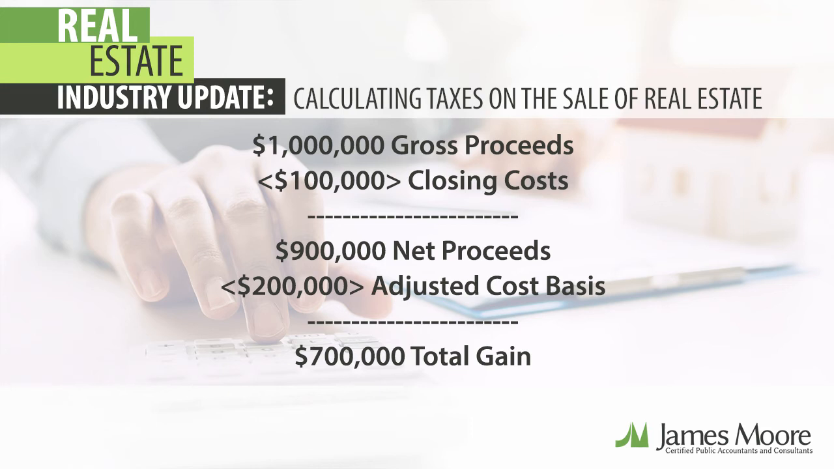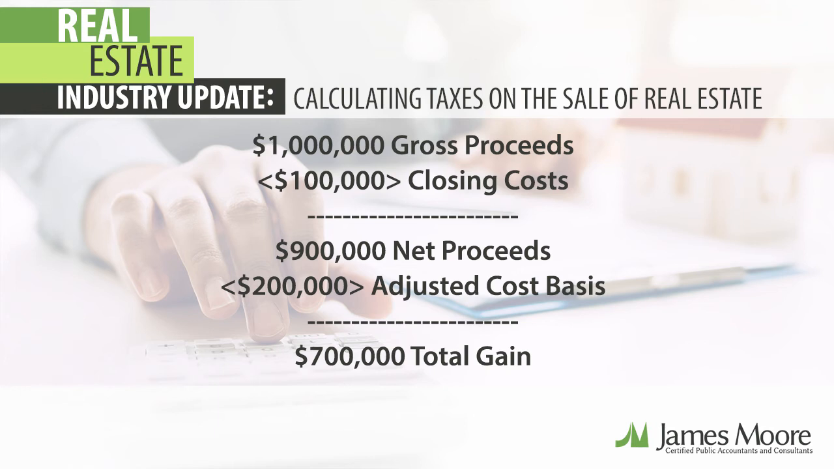From then, we're going to deduct the adjusted cost basis from those net proceeds. So as John mentioned, we're assuming here that the property was originally purchased for $500,000 and has $300,000 total of depreciation.